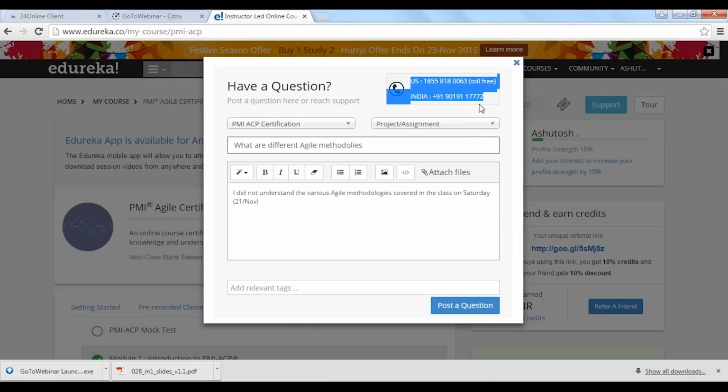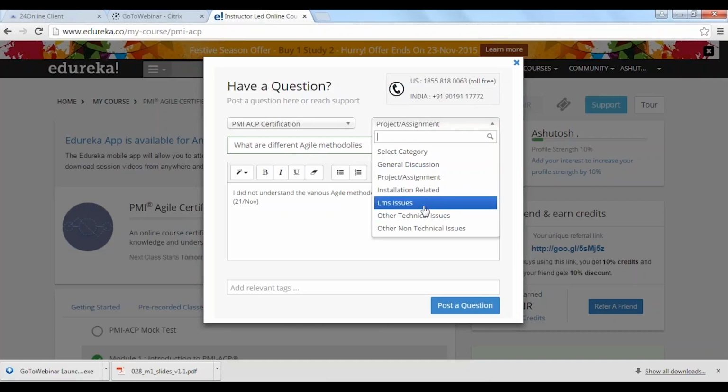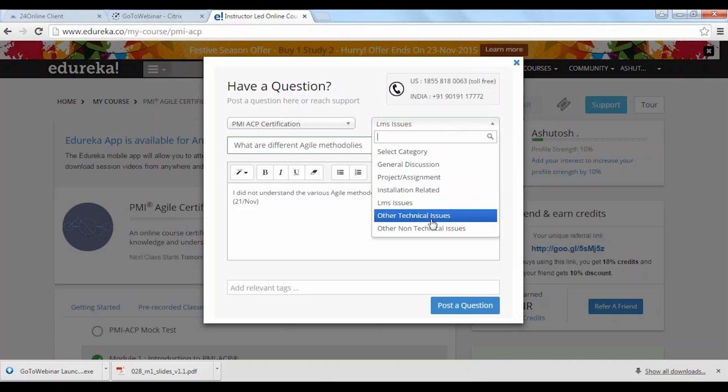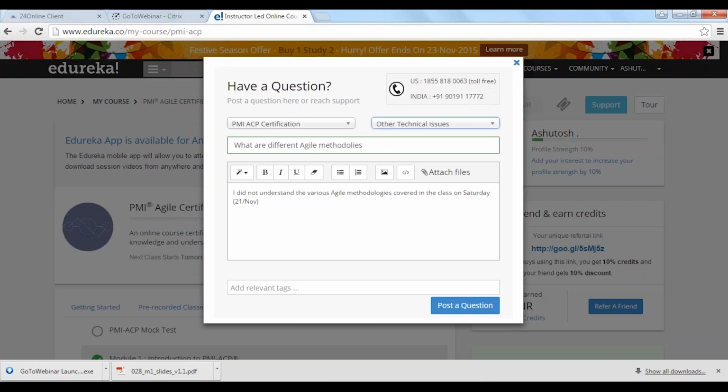Now, if you have any technical issues which you face during the class, you'll have to select the LMS issue option. Or if you're not able to figure out anything on the LMS, or you're not able to locate any item on the LMS, you select LMS. And in case there were some technical issues, like you're not able to hear the instructor or the screen sharing was not enabled, in that case you have to select other technical issues as the option, and accordingly type in the question along with the description. And again, it will be directed to the support team, who will then pass it on to the relevant person who can respond to that.